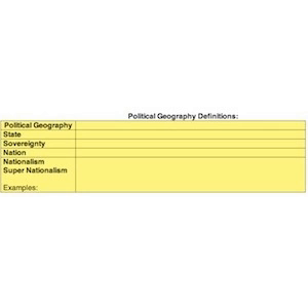The content of this podcast is about the notion of political geography and several of its subparts, such as nationalism, state, and sovereignty. When a teacher is presenting content from this podcast to their class, it is suggested that some type of graphic organizer be used to help students retain the information.